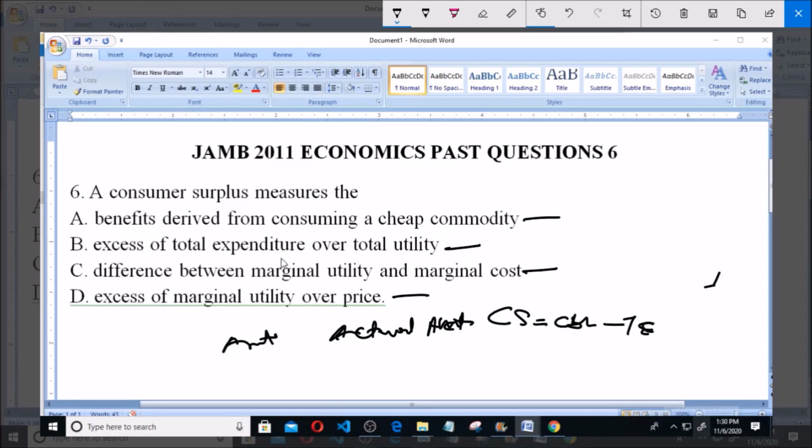Based on this, option D is our answer, which says excess of marginal utility over price.